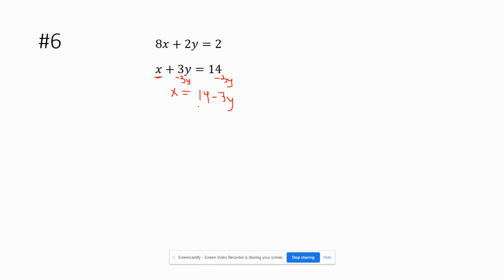Then we're going to substitute this part into the x in the first equation. So we get 8 times (14 minus 3y) plus 2y equals 2. And now we can solve this equation for y. So the first step is to distribute. 8 times 14 is 80 plus 32.